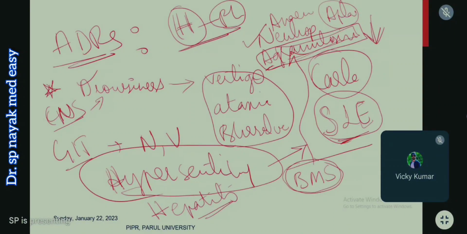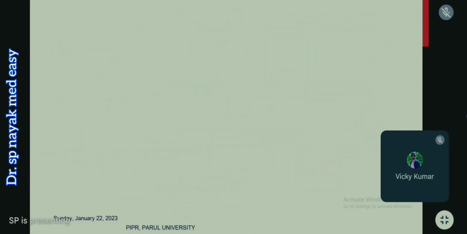Bone marrow suppression, hepatitis, hypersensitivity, nausea, vomiting, and in the central nervous system, vertigo, ataxia, drowsiness. These are the important adverse effects seen with carbamazepine. Clear? Now we have discussed the kinetics and adverse effects. Now we'll see some uses.